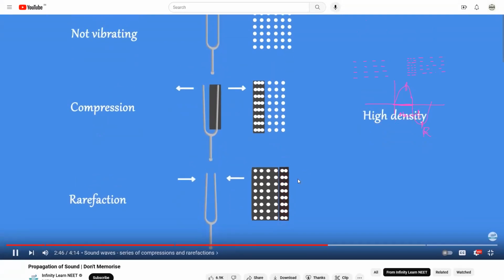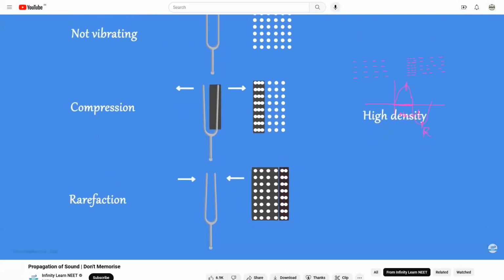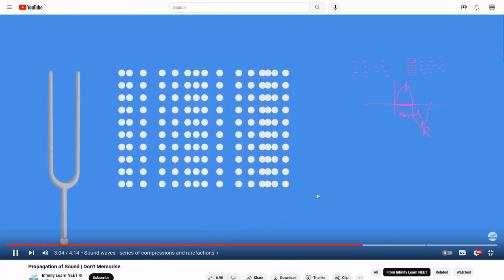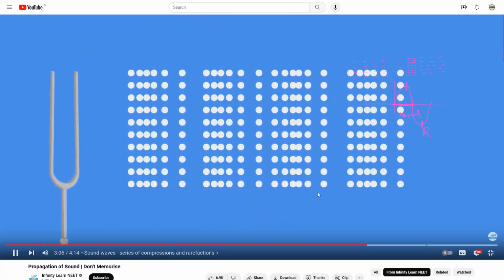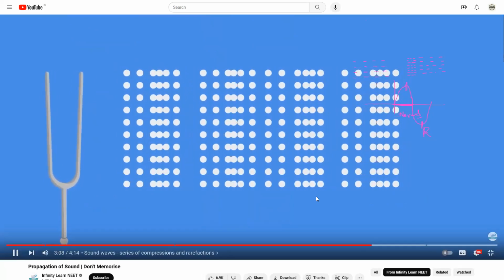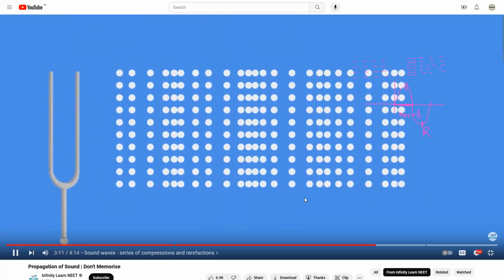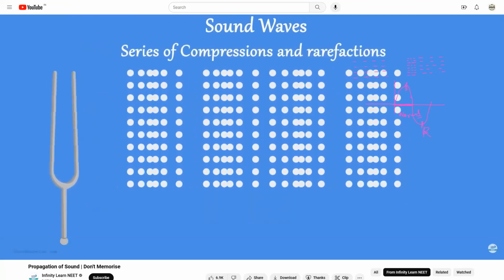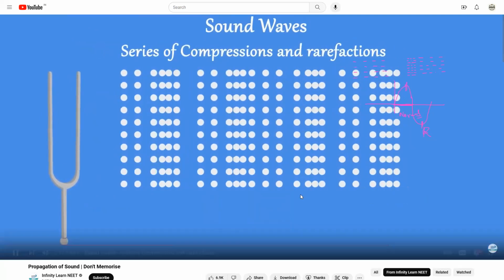The compression in the form of disturbance has reached this region. This rarefaction also travels in the medium as a disturbance. Here the density of particles is less, that is, the particles are far away from each other. As it continues to vibrate, we get a series of compressions and rarefactions. This continuous sequence of compressions and rarefactions is what we call sound waves. The sound waves travel in the form of compressions and rarefactions.